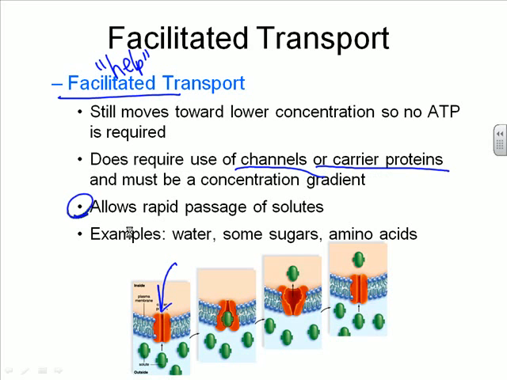Now, what this allows is for a solute to move rapidly across the membrane. Water, some of your sugars, the amino acids will all use facilitated transport to speed the way that it crosses the membrane, even if the material is not lipid soluble. For example, water is not lipid soluble. Think lipids, fat. Water and fats, oils, they don't mix. They're not lipid soluble, but this will allow the rapid movement of that across the membrane. Because we're going high to low, we still don't require any ATP. It is a passive process.